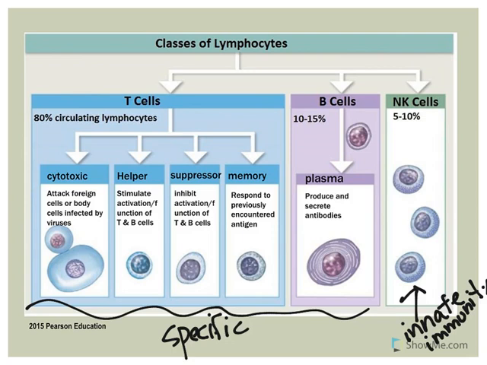Now, of the circulating lymphocytes, most of them are T cells, and we have 4 types. Cytotoxic, if you break down the word, cyto means cell, toxic means toxic. These are cells that do not feel bad about getting their hands dirty. They will go direct contact with cells and kill them. So they will attack cells that appear to be foreign, or cells in our body that have been infected.